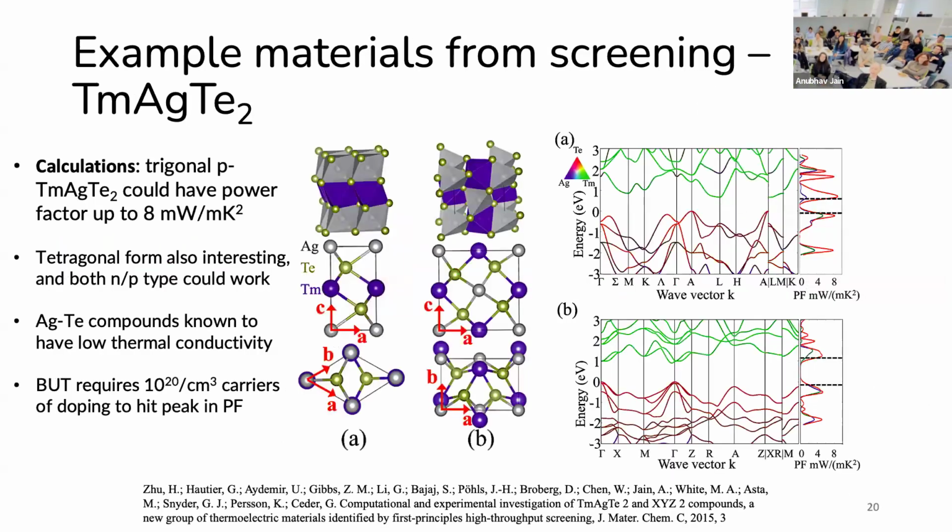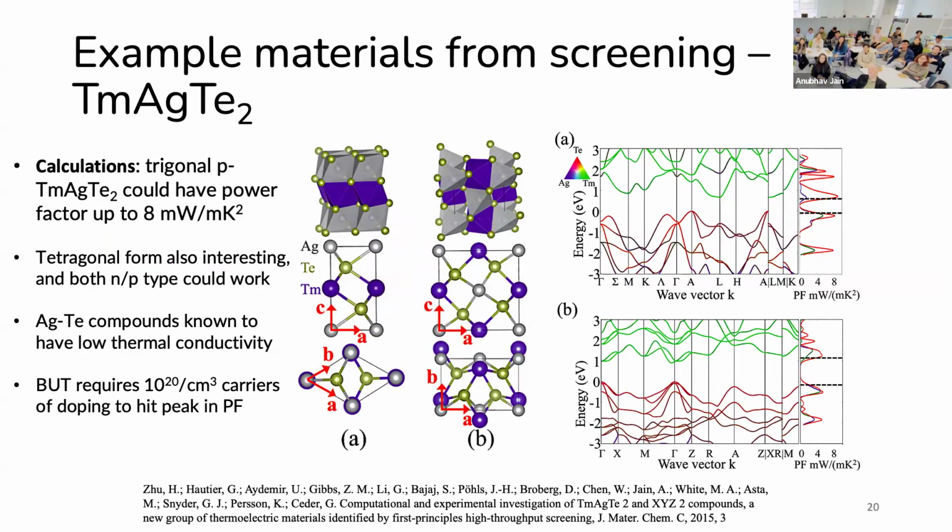So let's skip to some of the results. One of the ones we found is this thulium silver telluride. This is the electronic band structure, and this is the density of states. This is the power factor you get as a function of the Fermi level. And so we want high power factors, without going too far into the bands.